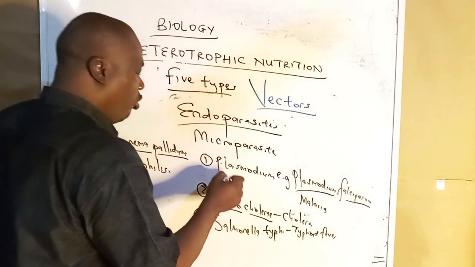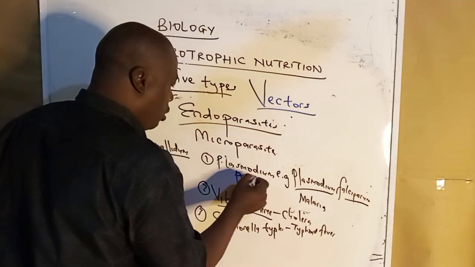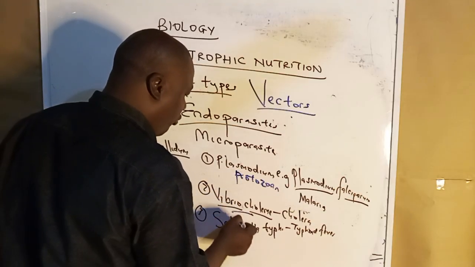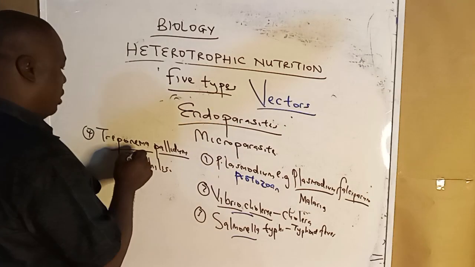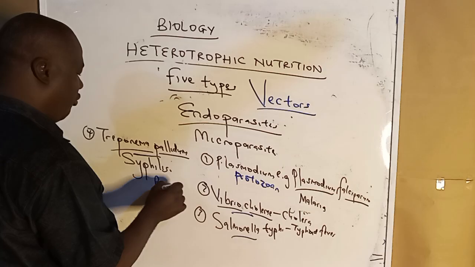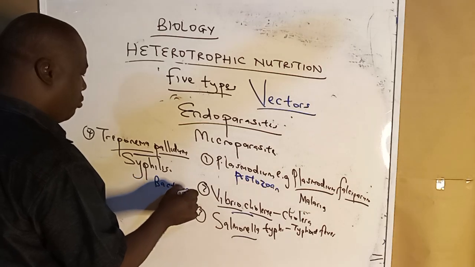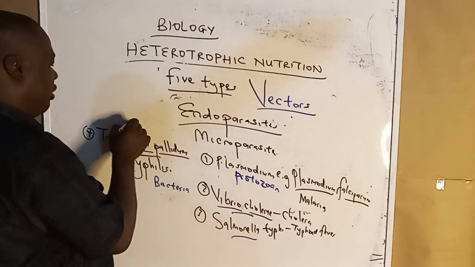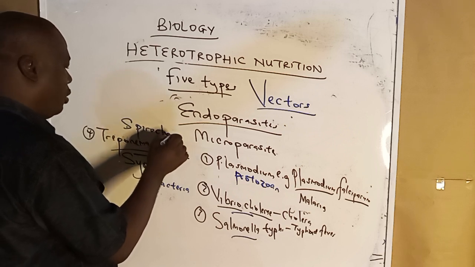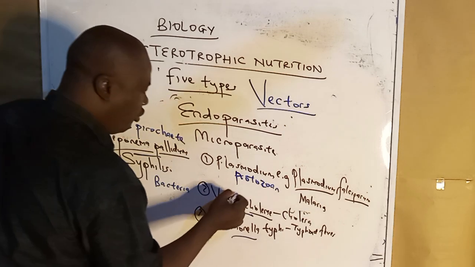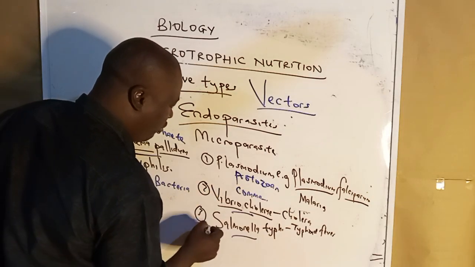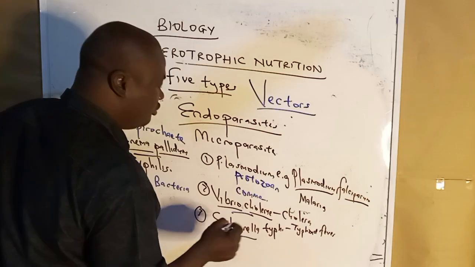Now, Plasmodium is a protozoan. While Vibrio, Salmonella, and Treponema are all bacterial species. Treponema is a spirochete. Vibrio is a comma-shaped bacterium, while Salmonella is a rod-shaped bacterium.